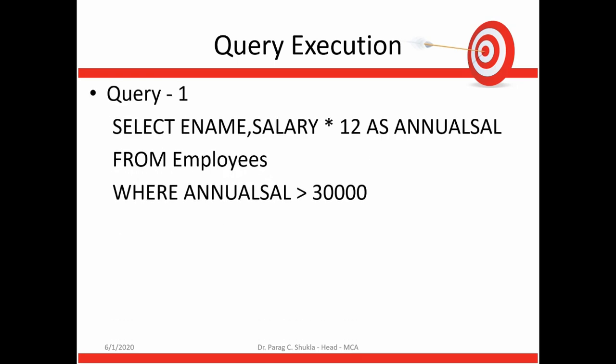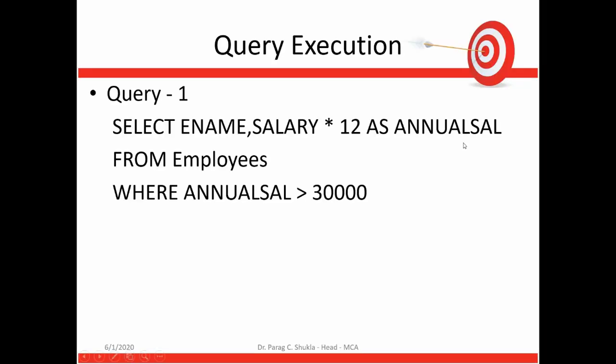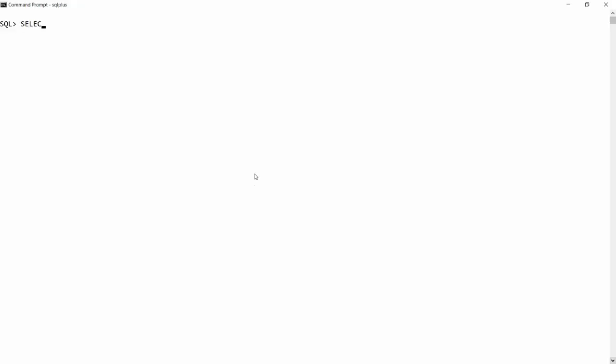Now you need to understand the query execution. What happens to this query? See, select employee name, salary multiplied by 12 as annual salary from employees. Can we use the alias written in the SELECT clause in the WHERE clause? No. Why? Because SELECT is not executed first; FROM executes first, then WHERE doesn't know the alias, so how can we use the alias in the WHERE clause? We can never write it like that.